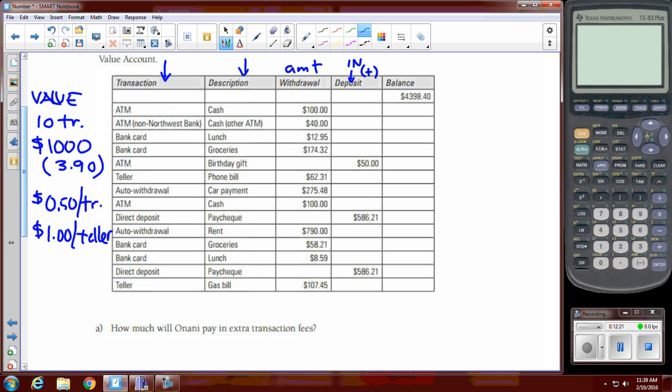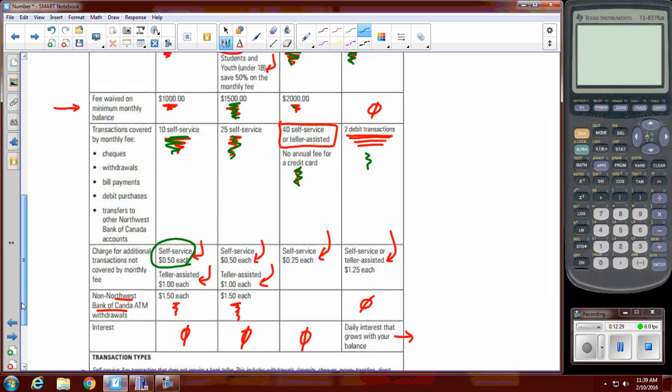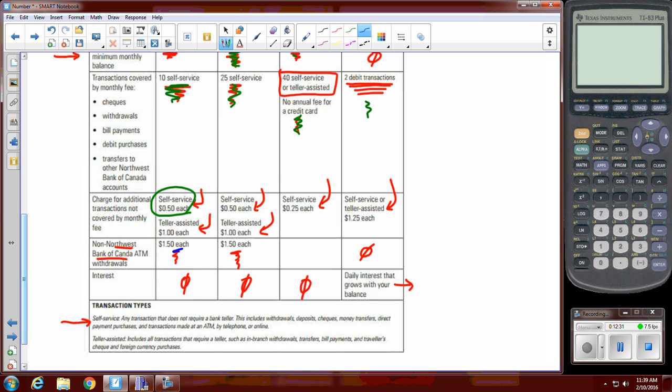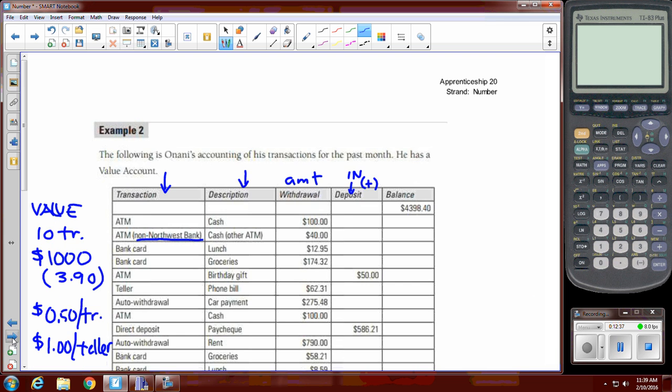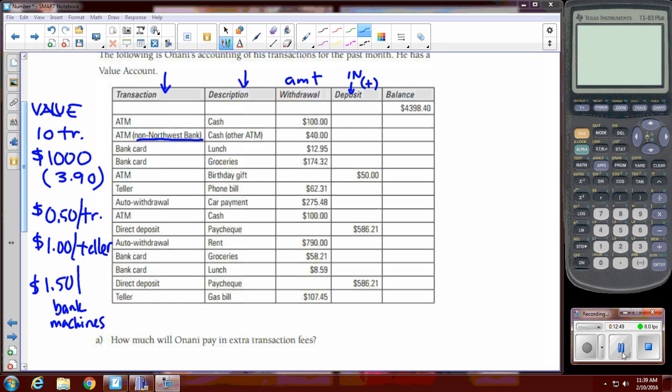Oh, and there's also this one. As I start to look, they charge him, let's go back and look at that table. For a non-bank account, they're going to charge him $1.50 every time he uses a bank machine from a different bank. So that's another $1.50 for bank machines that aren't his bank. So let's go through and figure out what his totals are actually going to be.